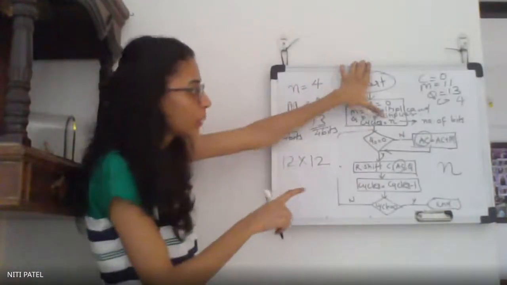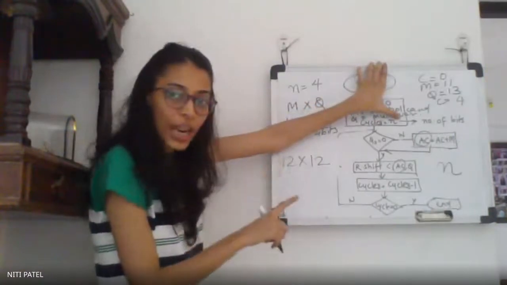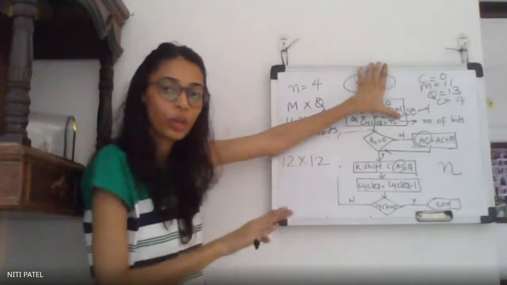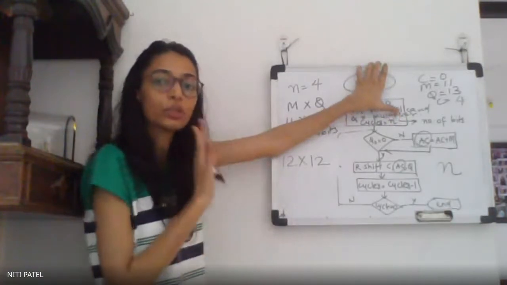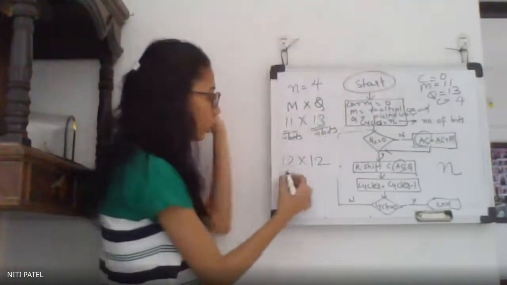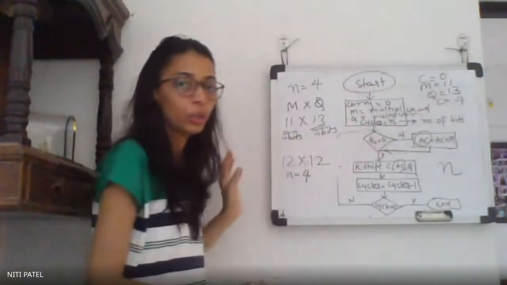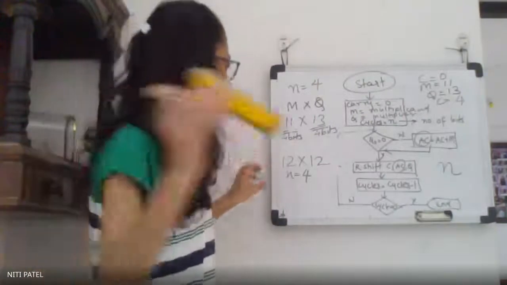Your cycles will be equal to n. What is your n? The size of your register. If it is mentioned as 4, you will use 4. If it is mentioned as 5, you will use 5. But if it is not mentioned, your n will always be equal to 4, and your cycles will also be equal to 4. Okay. Now what is happening?